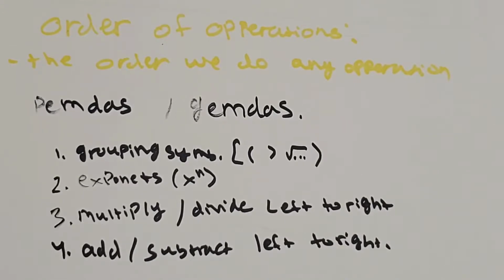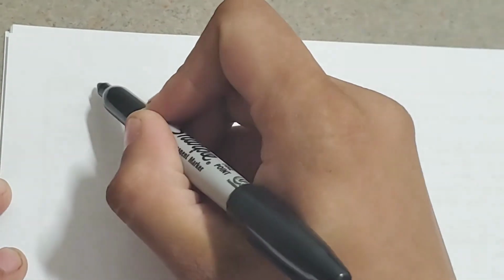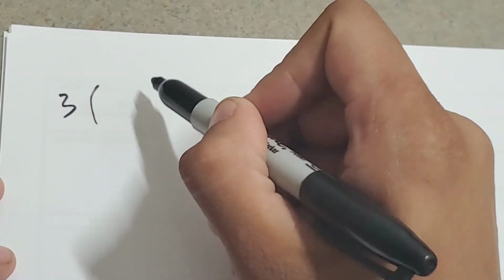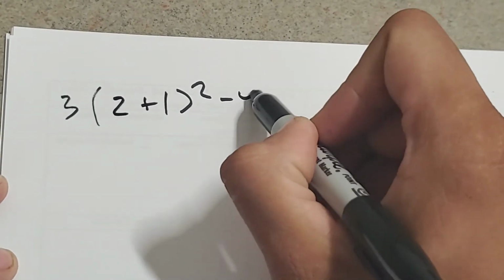Normally this is where I would cut off the video, but because it's something simple, let's do some example problems. What if I gave you, let's do two of them, 3 times the quantity of 2 plus 1 squared minus 4?